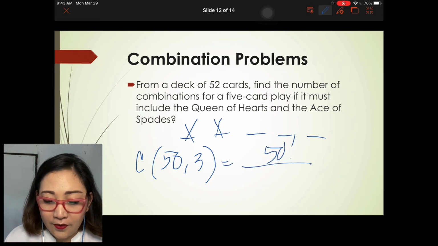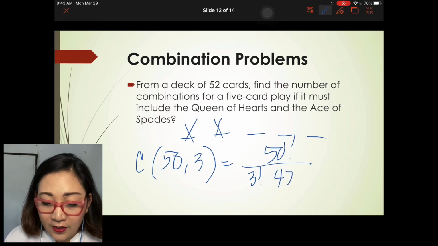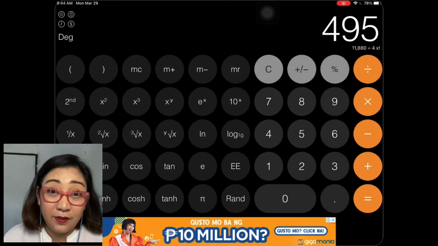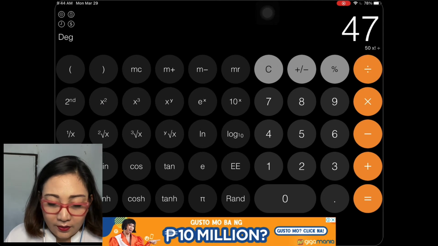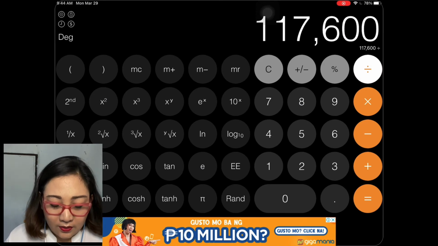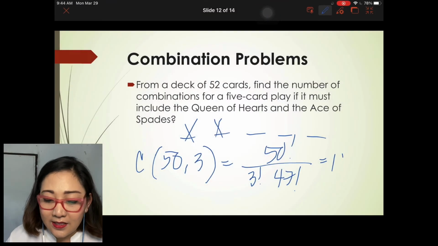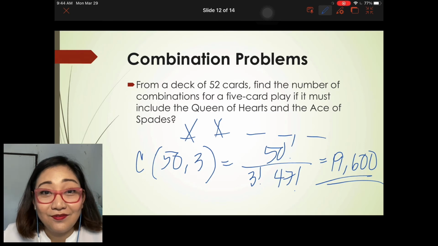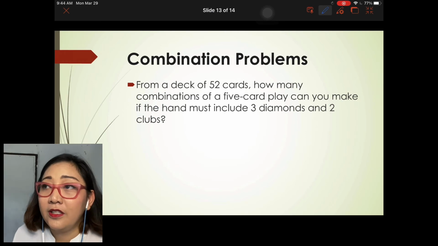So, this is going to be 50 factorial divided by 3 factorial and then 50 minus 3, it's 47 factorial. So, this is a big number because of 50 factorial. So, 50 factorial divided by 47 factorial divided by 3 factorial. So, we have 19,600 choices. Okay? So, I hope you got it. And then, we have another type of combination. This is the last one.